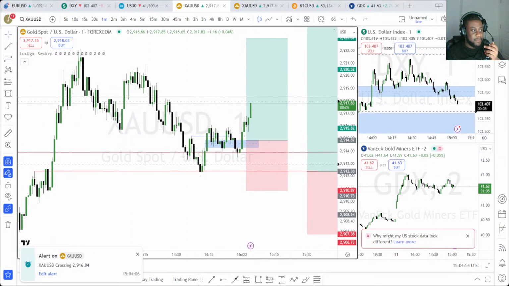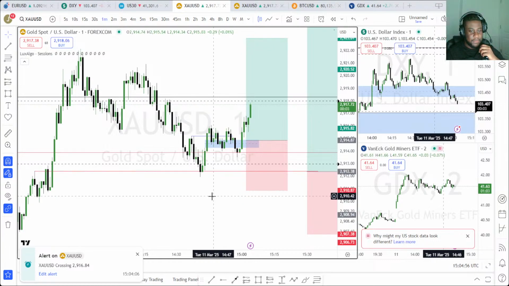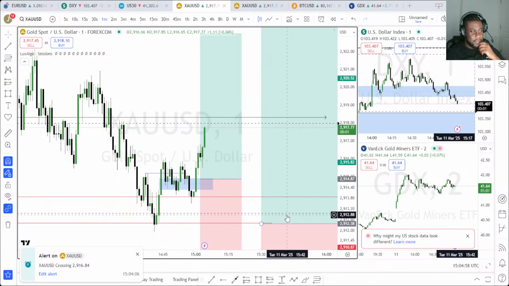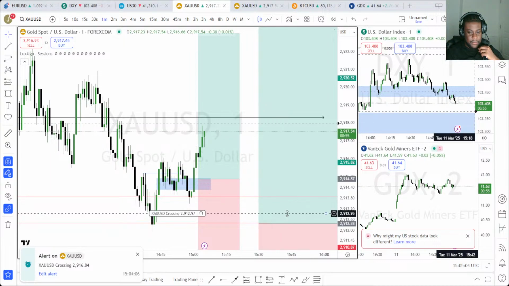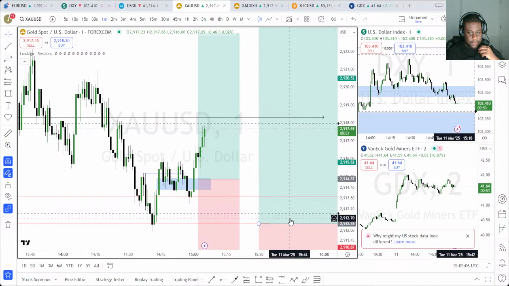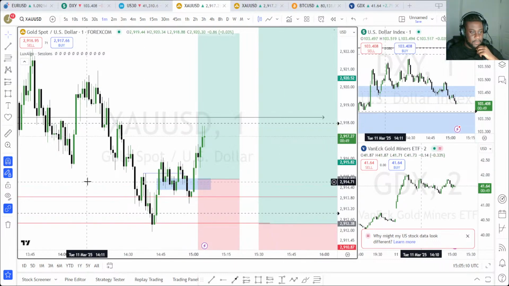All right, guys, I'm moving the first position, this one here, to entry. My SL is now at 2912.40. So it's around 2912.40. It's around here. So I've moved the SL to here.